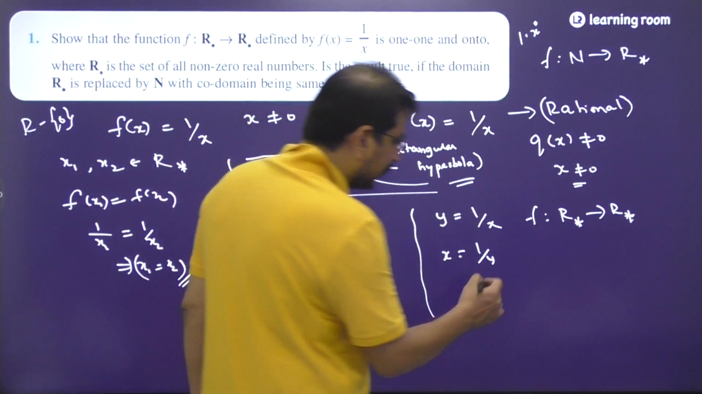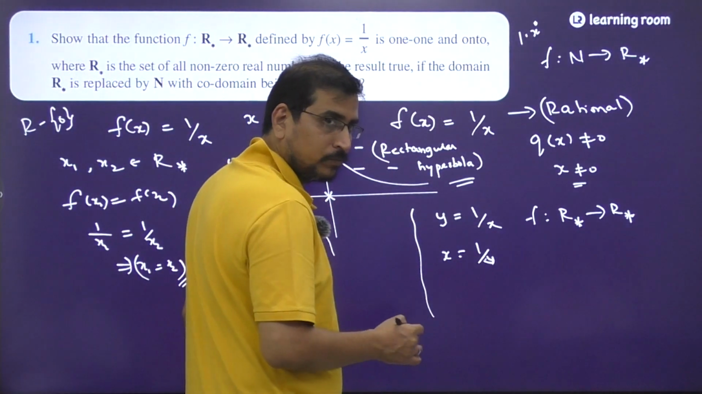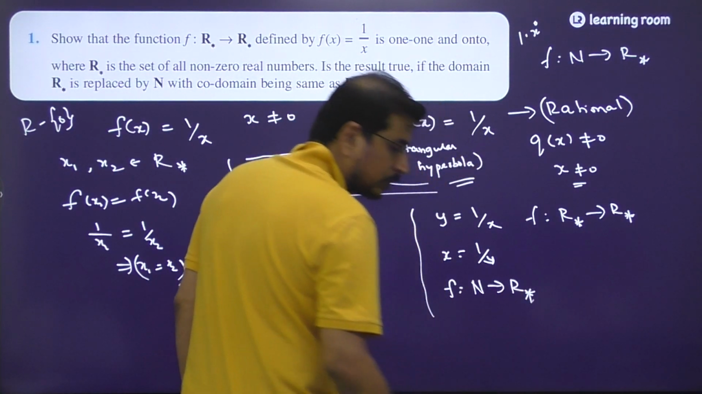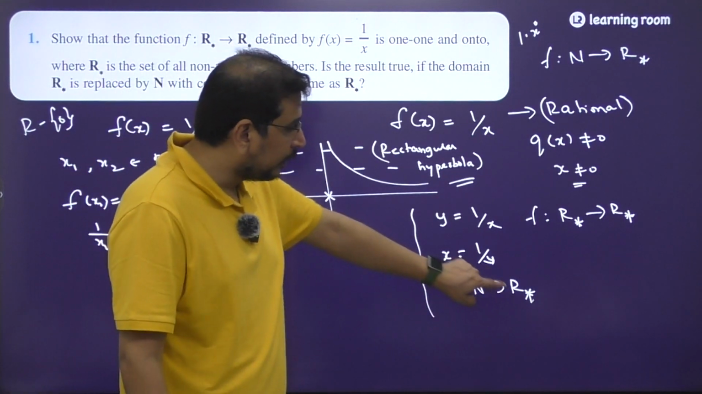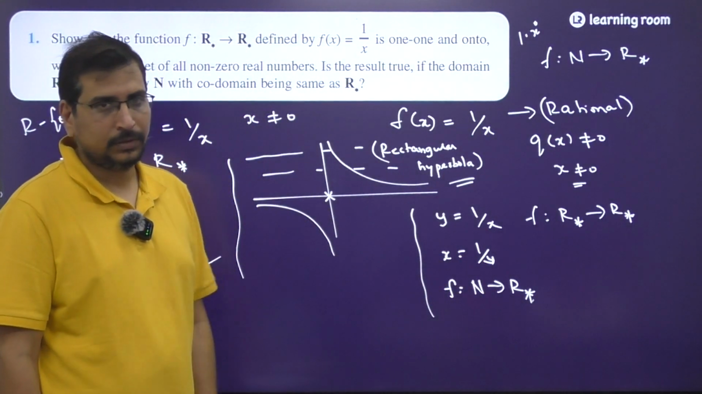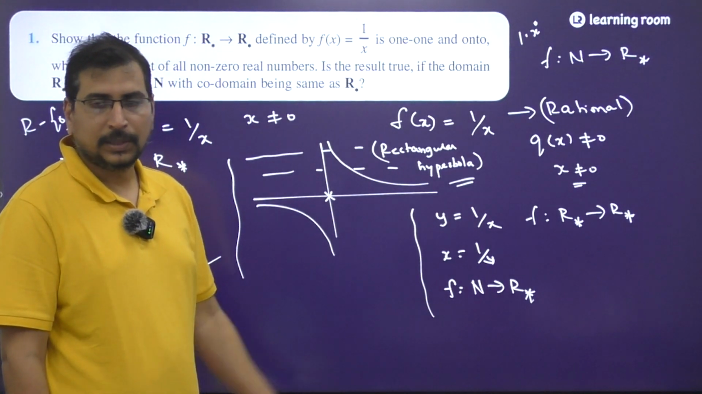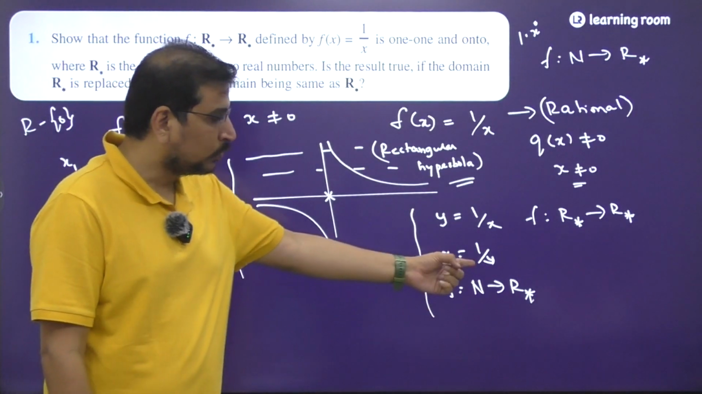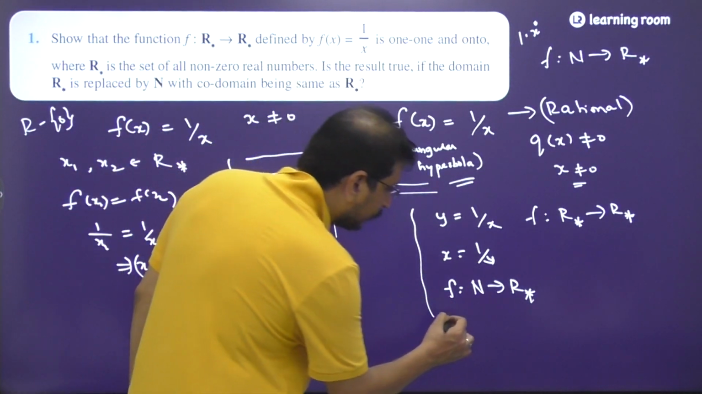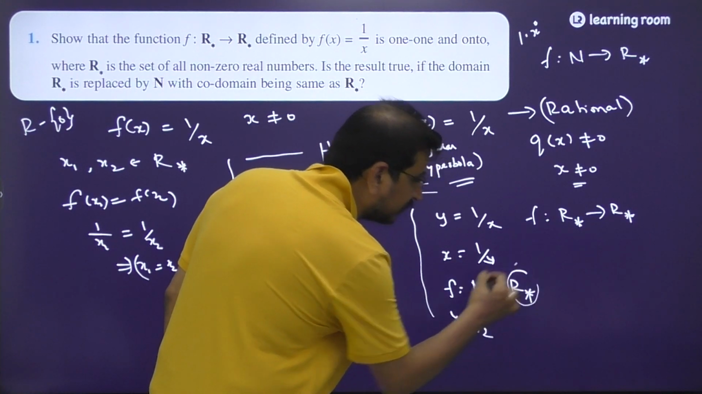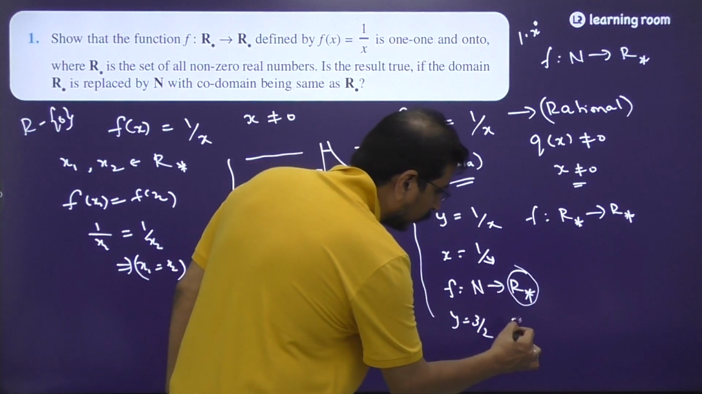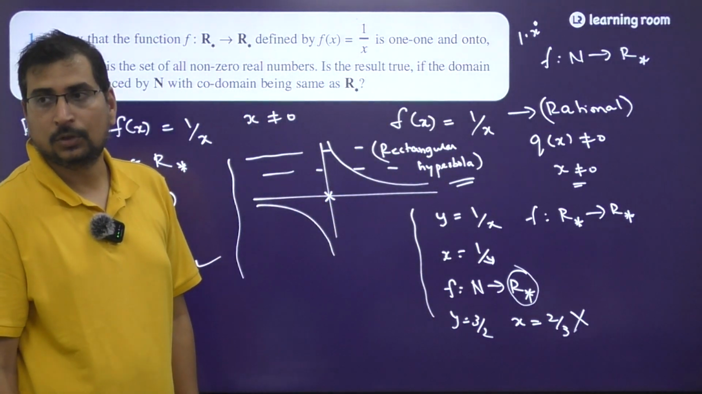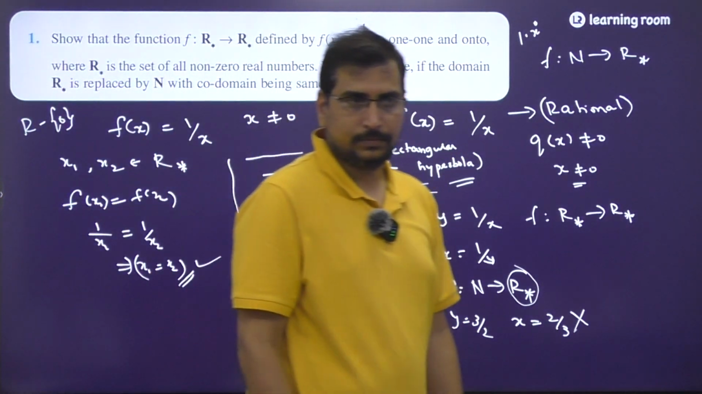But what about onto function? For onto function, what are we supposed to do? x is equal to 1 by y. So now how is the function changing? f is mapped from n to R. If I take a real number and substitute it here, tell me a real number which you substitute will make you fail to get a natural number. For example, if y is equal to 3 by 2, I am taking it from this set. I put it here, what will I get x as? I will get 2 by 3, which is not a natural number. Hence, it's not an onto function.